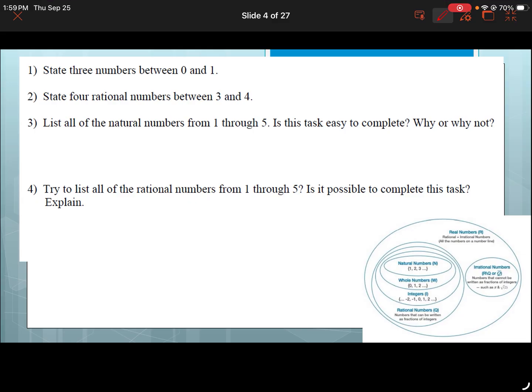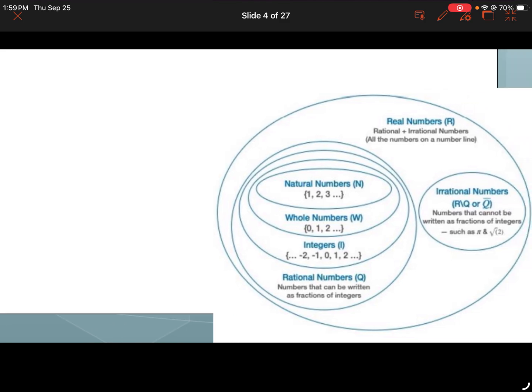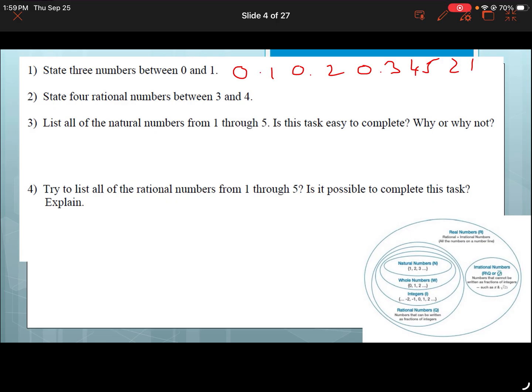Okay, so state any 3 numbers between 0 and 1. That could be 0.1, 0.2, 0.3, or you could have been crazy and went 0.34521. Doesn't matter, right? State 4 rational numbers between 3 and 4. Just a quick reminder of rational numbers: it is numbers that can be written as fractions of integers. You can just pick decimals for this. As long as it's a decimal that isn't a weird one, like pi or √2, it's going to be fine. So like 3.1, 3.2, 3.3, and again 3.45.